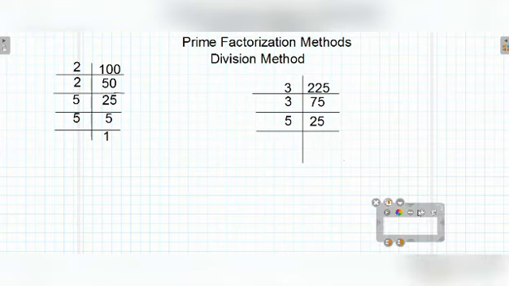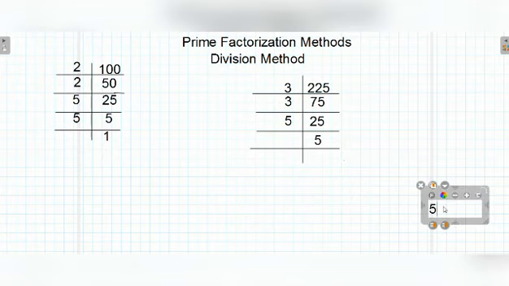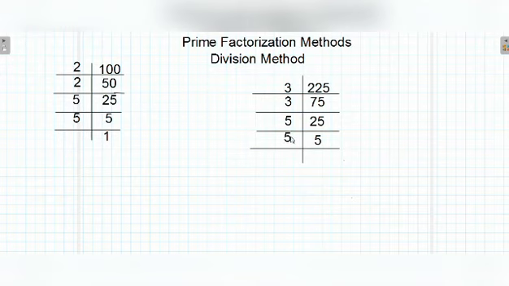To get the answer 5. And 5 is a prime number, which can be divided only by itself. So again 5 over 5 gives the answer 1 here. So we finished the prime factorization of the number 225 by using the division method, to get the prime numbers 3, 3, 5 and 5.